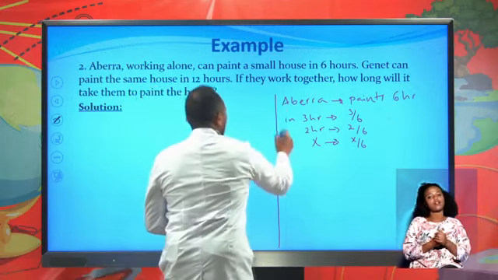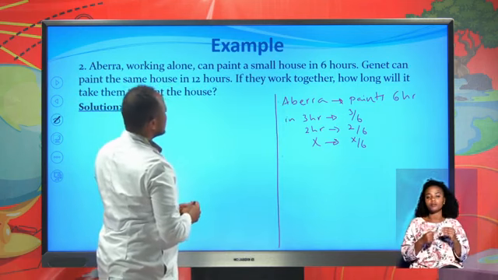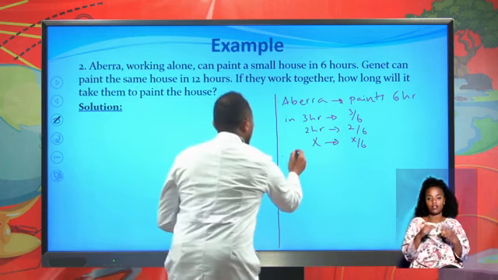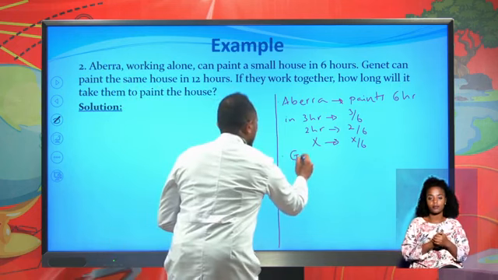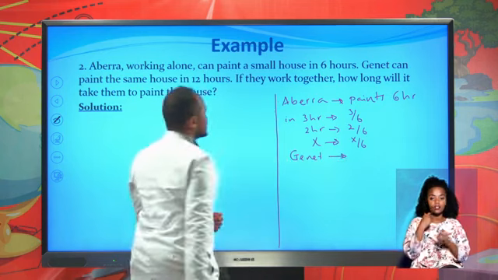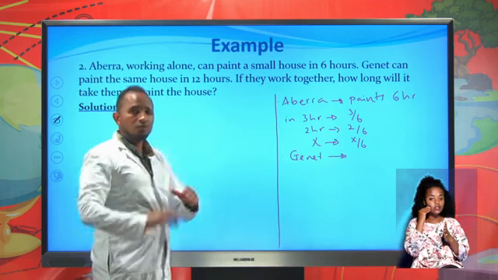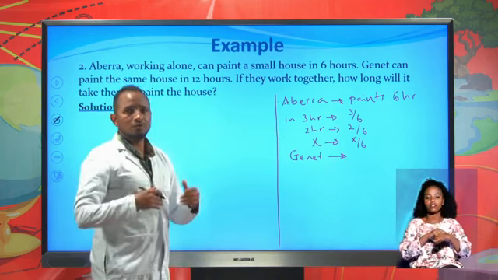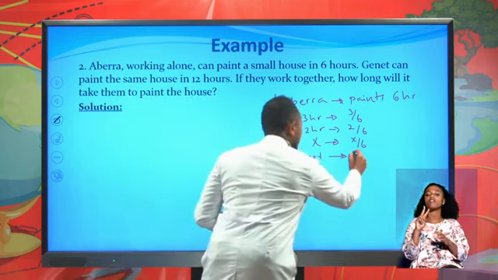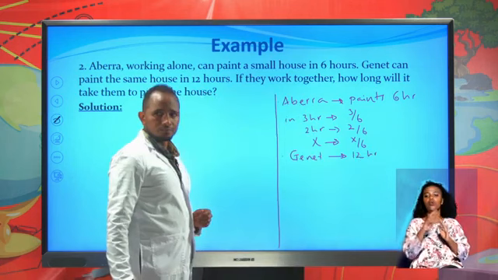Again, let's see about Gannet. Gannet can paint the house in 12 hours. If she works alone, she completes the whole job in 12 hours.